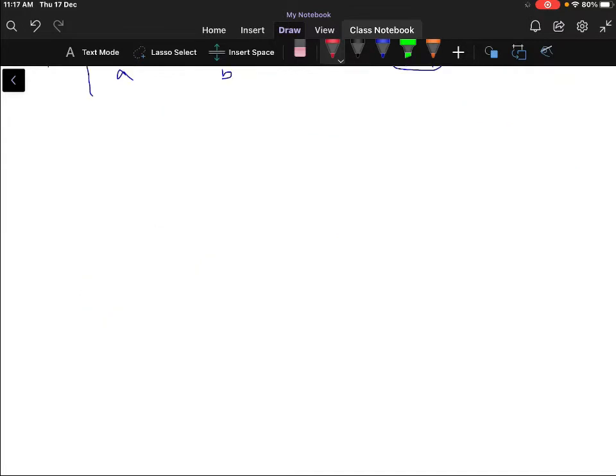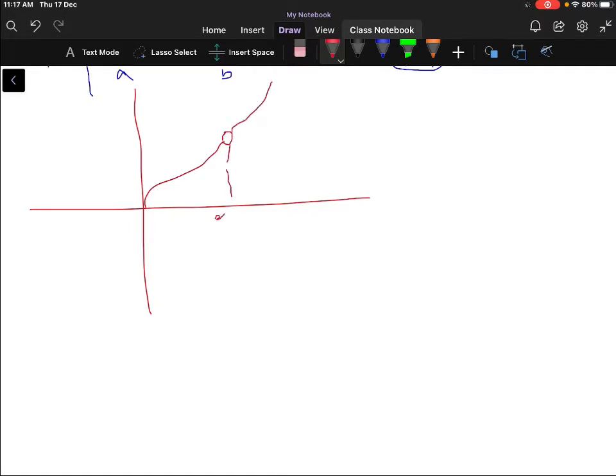Let me define another curve. Let me draw the coordinate system. You can observe here when x is equal to c, for example, at x equal to c, there is a hole in the function f of x. So this type of discontinuity is called a removable discontinuity.